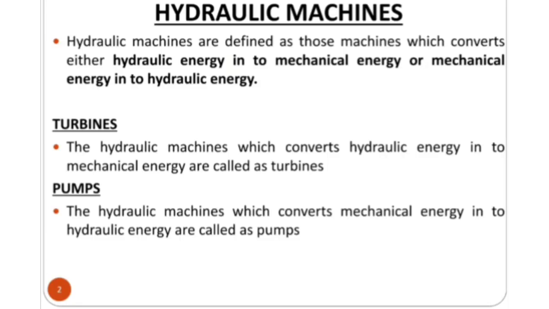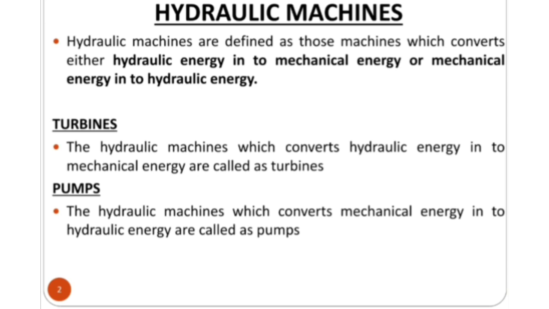So let us go with the introduction of turbines. So first let us see what is hydraulic machines. So hydraulic machines are those machines which converts either hydraulic energy into the mechanical energy or mechanical energy into the hydraulic energy. So there are two types of hydraulic machines. So that is, one is turbine and another one is pumps.